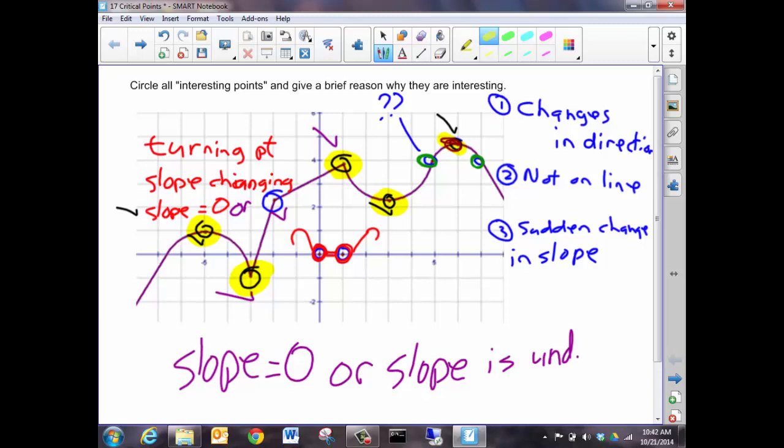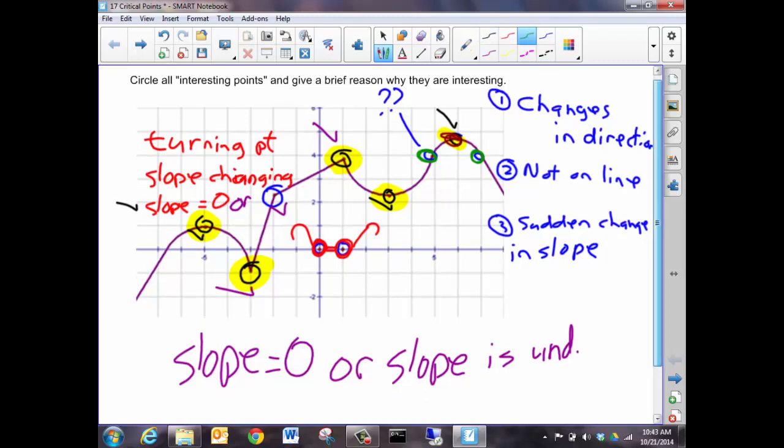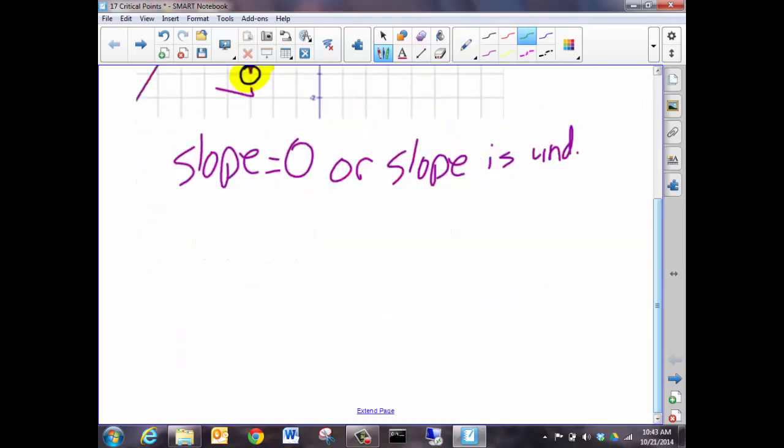The local minimum and maximum. What on earth do you mean by local minimum and maximums? Well, like the first one, it's the highest it gets for a while. And then the second one's the lowest it gets at all. Okay. Local max or min.